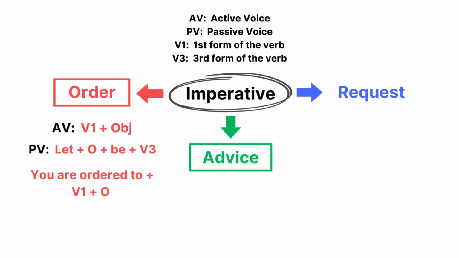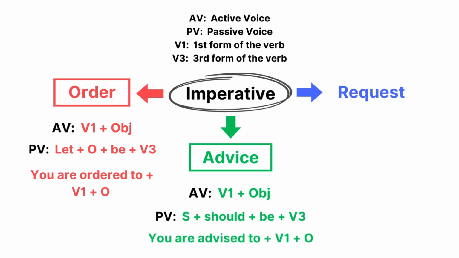For imperative sentences having advice, the structure of active voice is first form of the verb plus object. Converting it to passive voice, the structure becomes subject plus should plus be plus past participle. Or, you are advised to plus verb plus object.